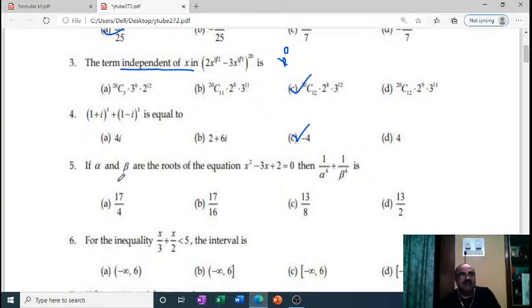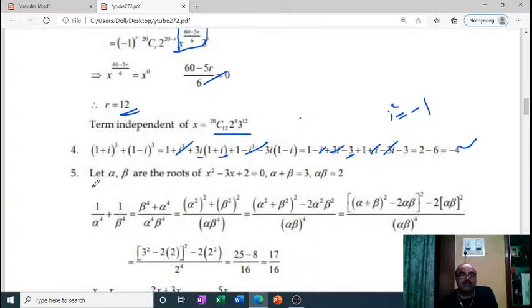Next, if alpha and beta are the roots of the equation x square minus 3x plus 2, then 1 by alpha to the power 4 plus 1 by beta to the power 4 is? This is a quadratic equation sum, friends. Summation of the roots is minus b by a, so minus of minus 3 by 1, which is plus 3. And product of the roots is c by a, 2 by 1 is 2. So alpha plus beta is 3 and alpha into beta is 2.